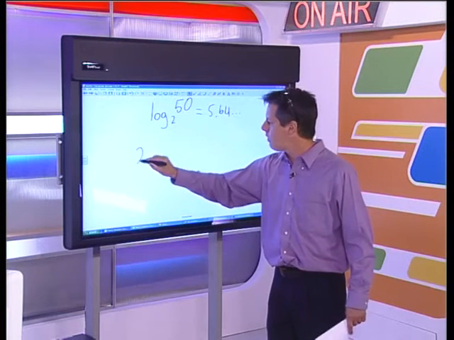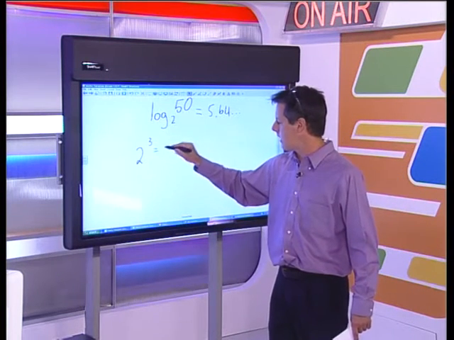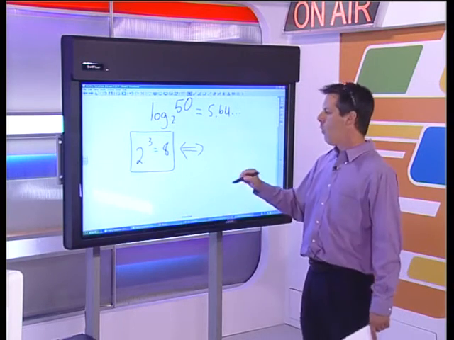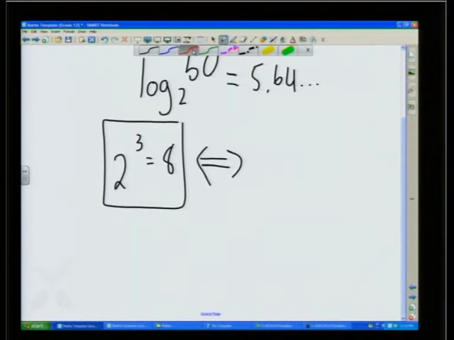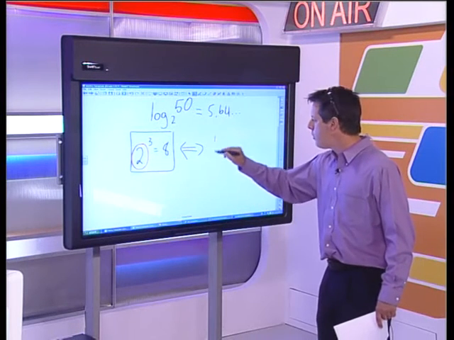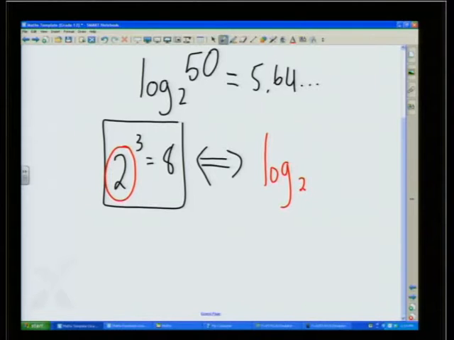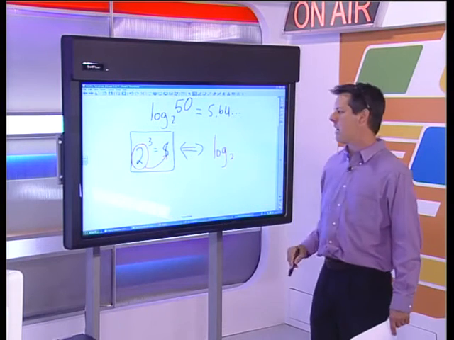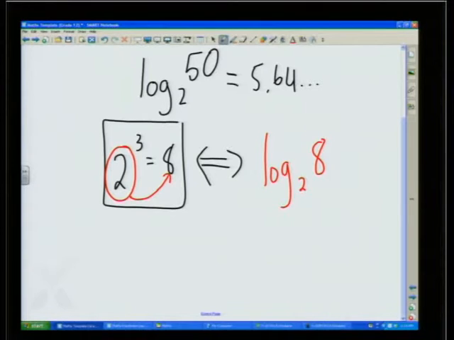If you've got 2 to the power of 3 equals 8, and I want to write that into log form, what I always say to my students is the base becomes the base. Now you're going to think, oh my word, it sounds like advice from my mom. This is my base. So when I go and do my log, there is my base. The base goes across to become the base. And so the log of 8 to the base 2 is equal to 3.